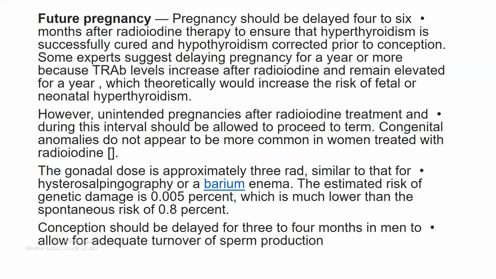Future pregnancy should be delayed, as we mentioned, at least 6 months after radioiodine therapy to ensure that hyperthyroidism is successfully cured and hypothyroidism corrected prior to conception. Some experts suggest delaying pregnancy for a year or more because TRAb levels increase after radioiodine and remain elevated for a year, which theoretically would increase the risk of fetal or neonatal hyperthyroidism.